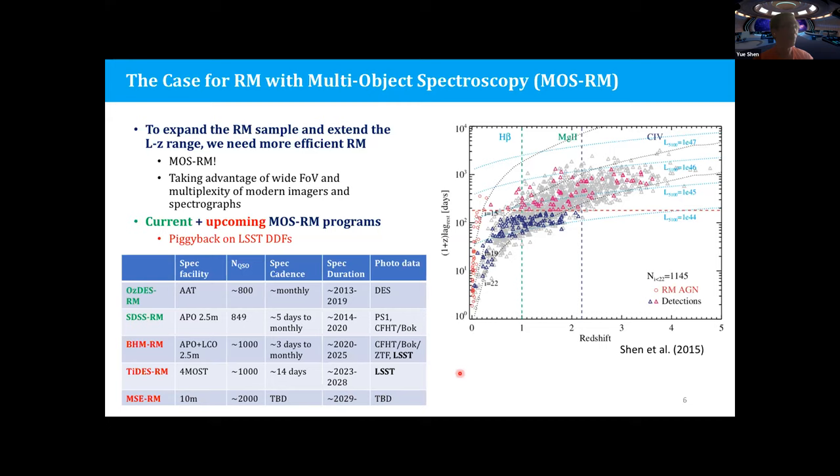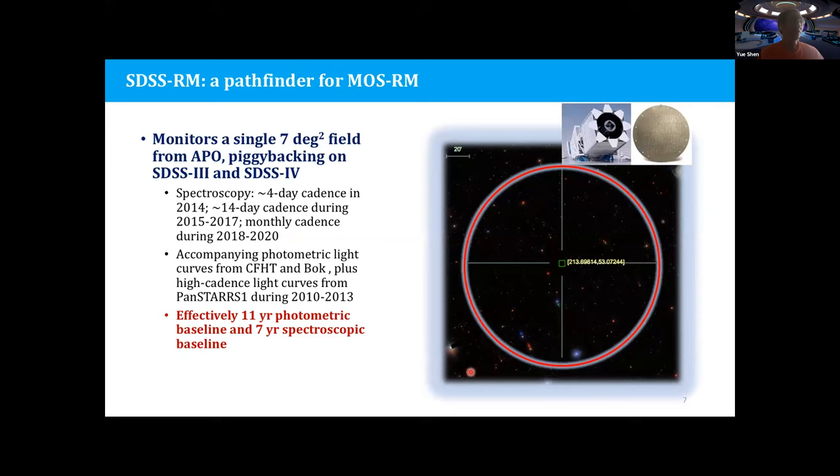All right, so let me say a few words about this pathfinder program we have been doing for a few years in zone 3 and zone 4. It's called SDSS-RM. The basic idea is we have a single 7 square degree field, which we monitor from APO with a spectroscopic cadence ranging from 4 days in the first year, to biweekly cadence in the next 3 years, and a monthly cadence in the last 3 years. Unfortunately, it was cut short in the last season due to the COVID-19 situation. We're really piggybacking on zone 3 and zone 4, so thanks to the zone collaboration for giving us this time to do this ancillary program.